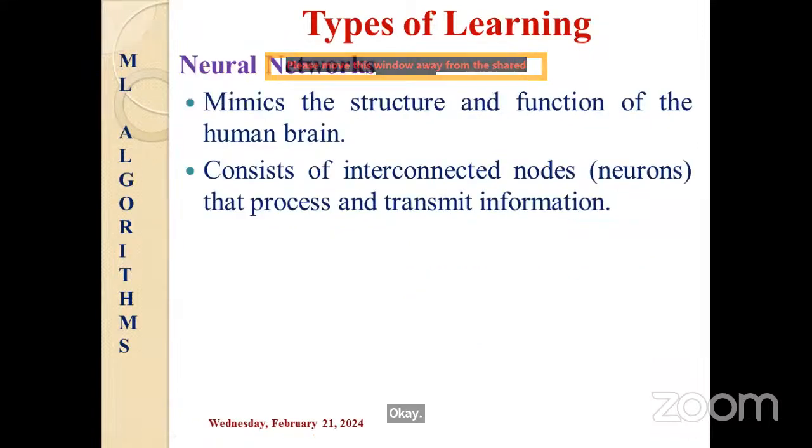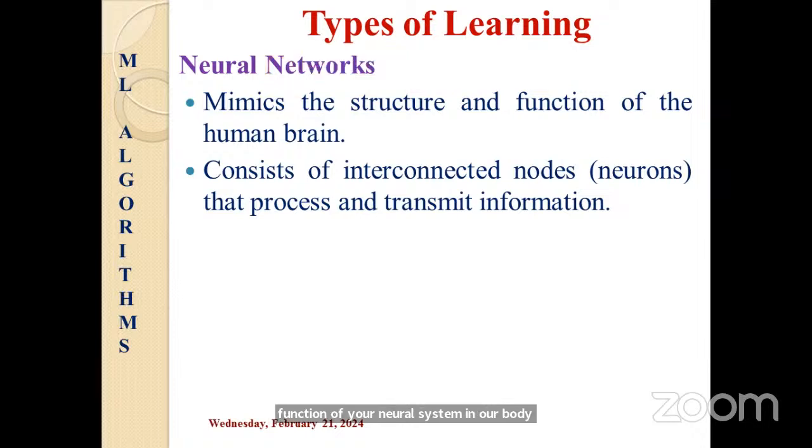So apart from that, you also have your neural network algorithms. This algorithm works similar to the function of the neural system in our body. It consists of a lot of nodes, and each node is interconnected. This neural network algorithm serves as the base for today's deep learning networks, right?